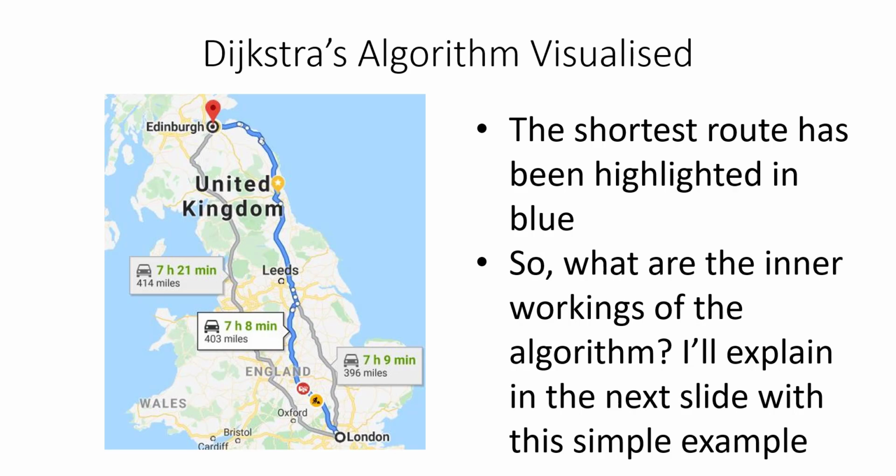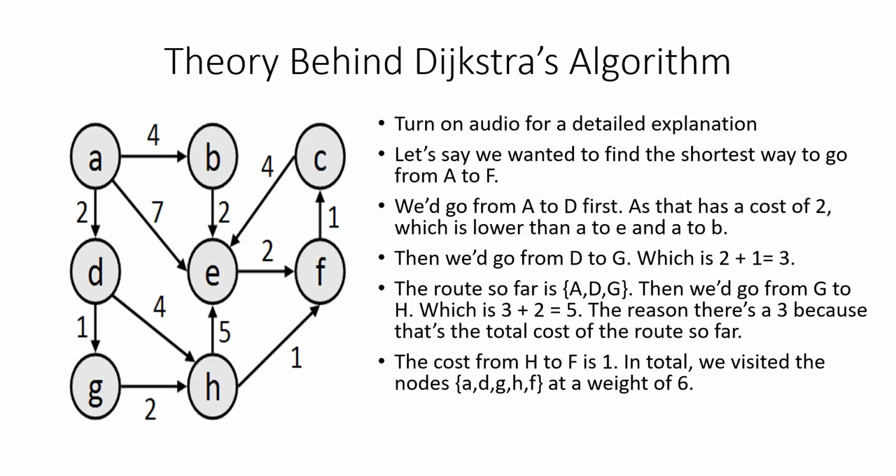I'll explain in the next slide with this simple example. I'll be taking the graph from the introductory slide. Let's calculate the shortest path between A and F. The nodes in this graph are A, B, C, D, E, F, G and H. Each node initially has a value of infinity, except the source node, which has a value of 0, because that's where we start.